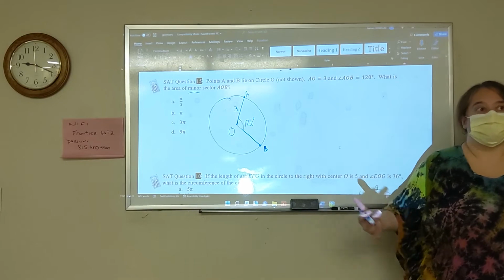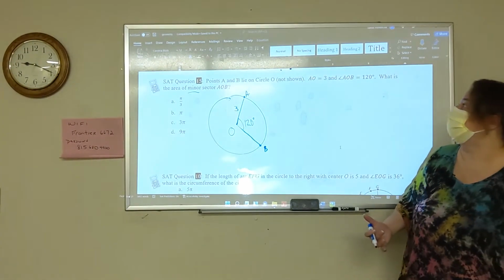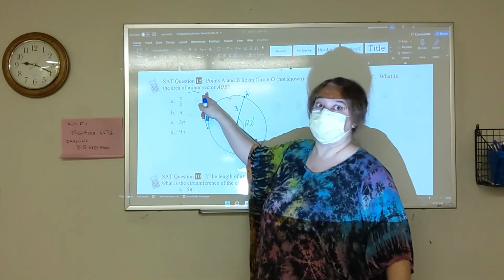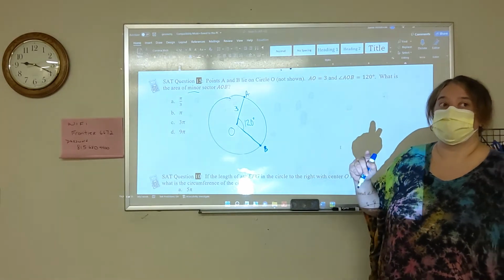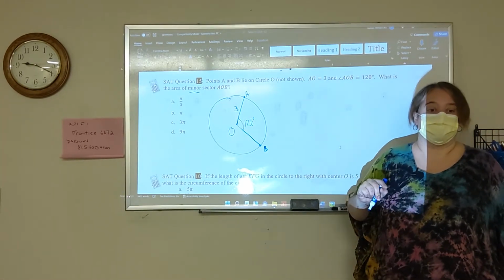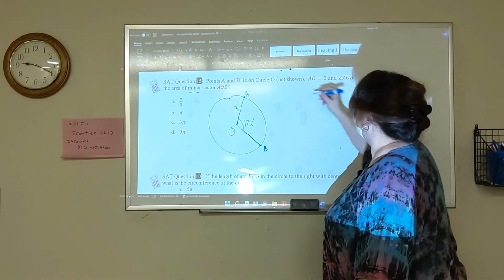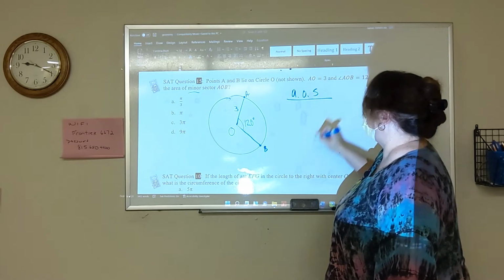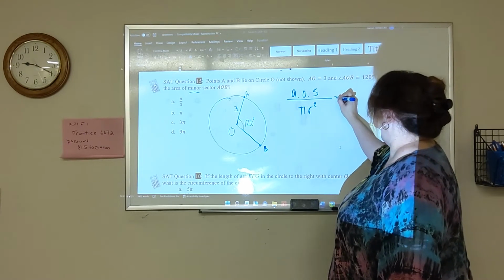Go back to your 3-part equation. Let's look at what we're given and what we're looking for. We're looking for the area of the sector, so we know we're going to need the part of the equation that says area of sector over area of circle. I know I'm going to need that. So area of sector, we're going to abbreviate, over area of circle, which is pi r squared. I'm going to need that part.